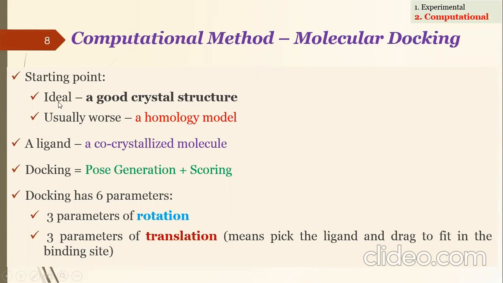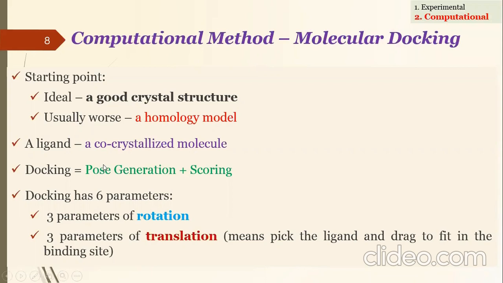So ideally we need a crystalline structure. But if we don't have a crystalline structure for a protein sequence, we can still model that protein and get the structure through homology modeling, which is not considered ideal. After that, whether we have a crystalline structure or a homology model, we need a ligand, the molecule that could interact with that structure, and that is a co-crystallized molecule.